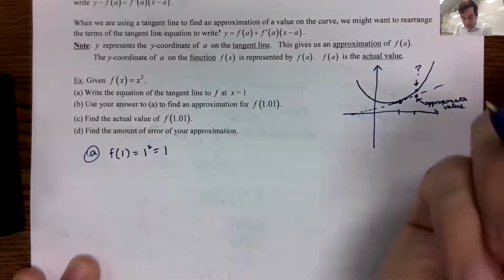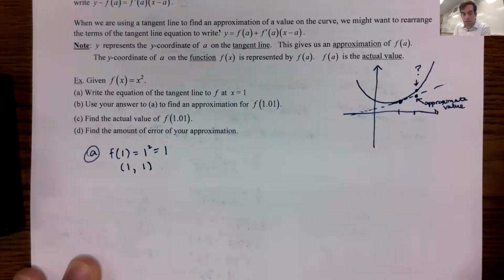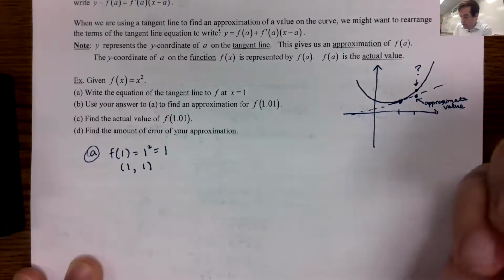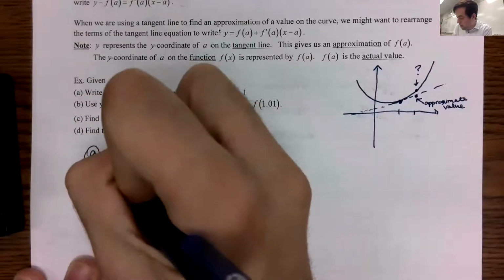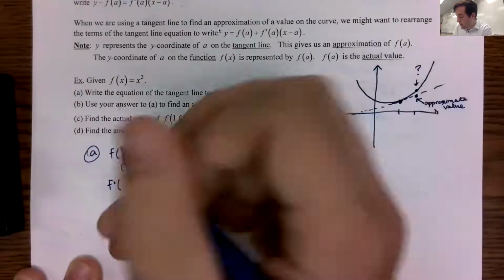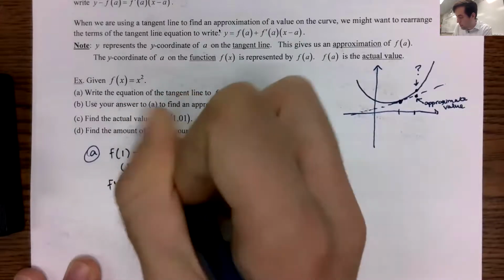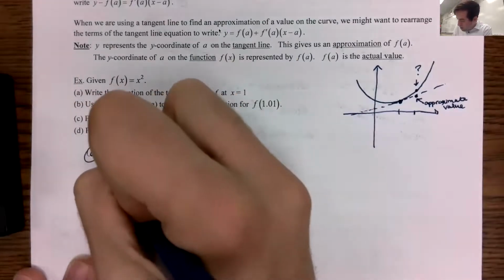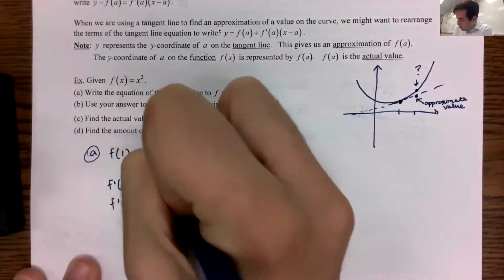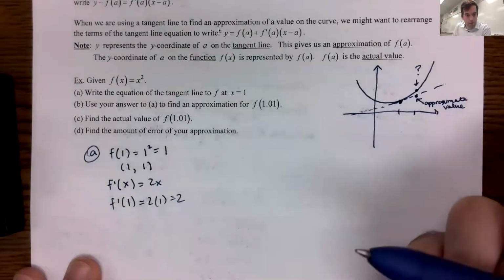So we know, first of all, that we have our ordered pair at (1, 1), right? Then we want to know the derivative so that we can find the tangent line, because we need the slope. So f prime of x equals 2x based off of the original equation. So f prime of 1 is going to be 2 times 1, or 2. Okay, so now we have the point and we have the slope.